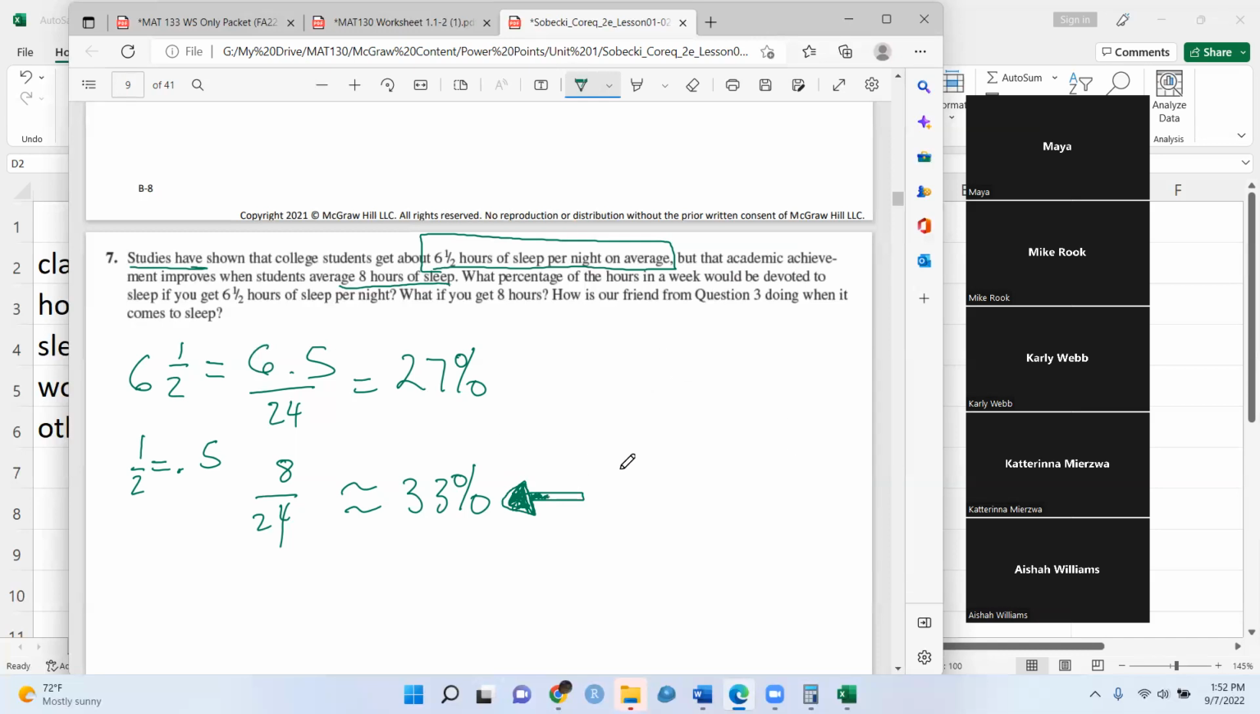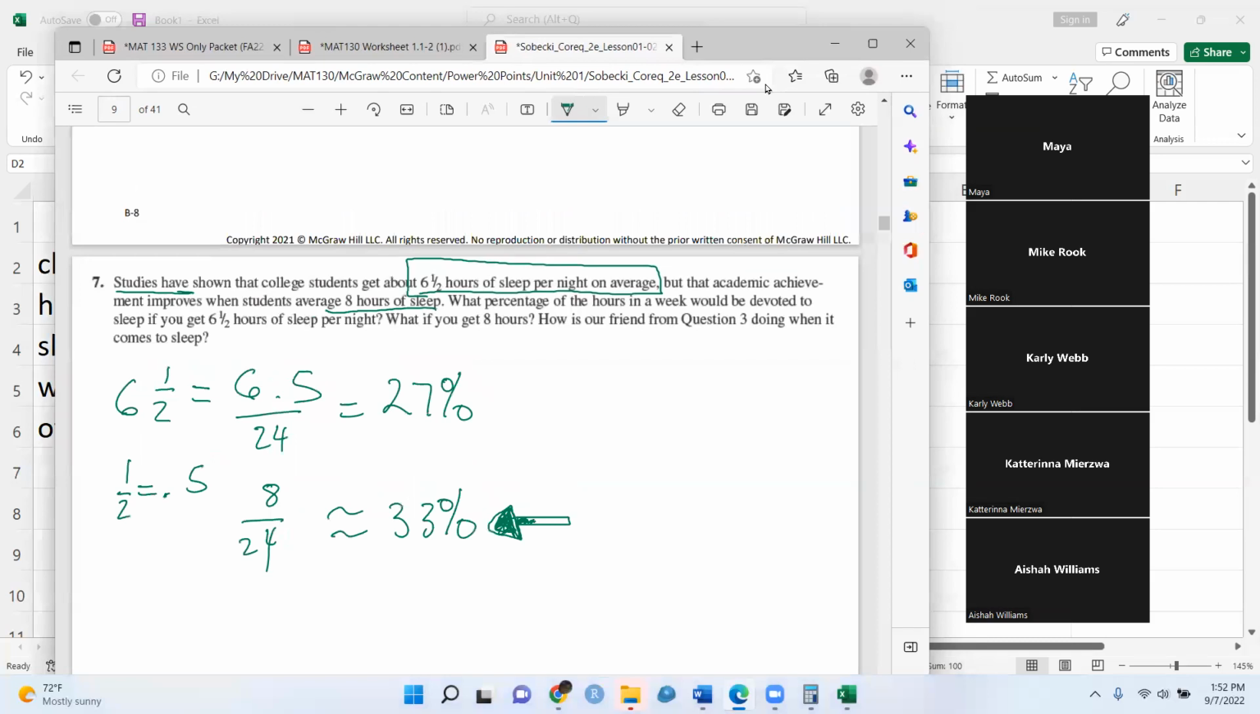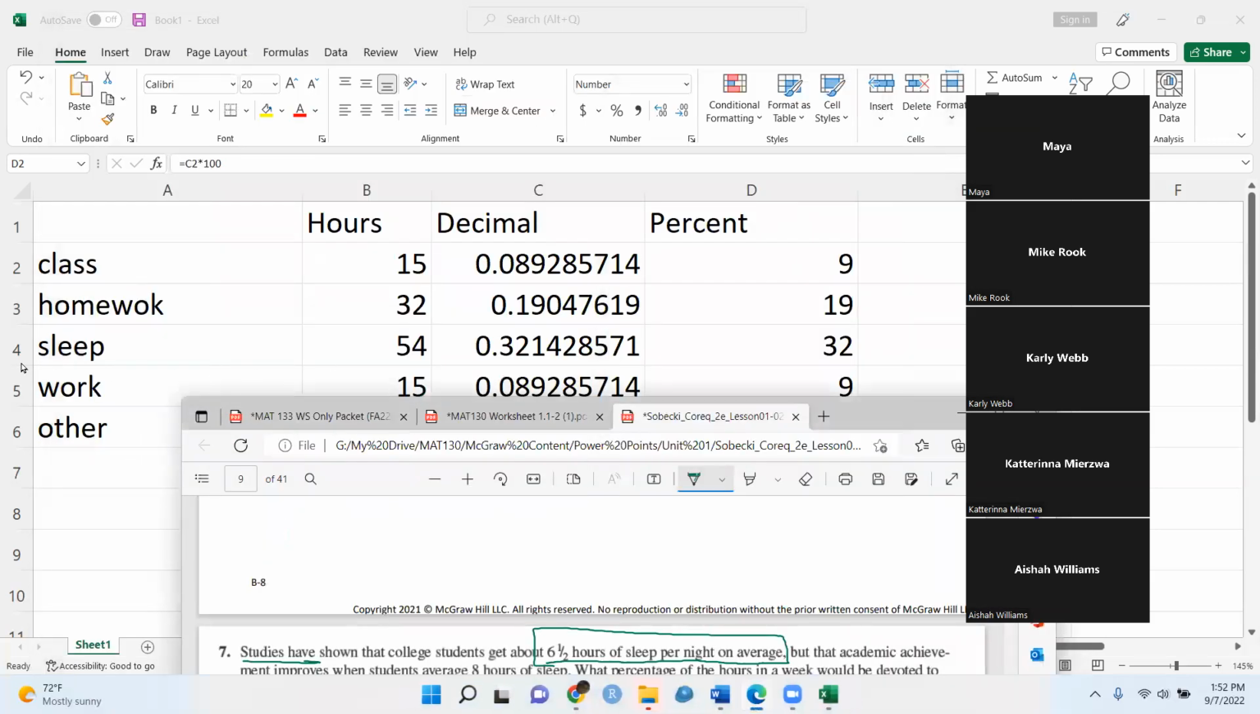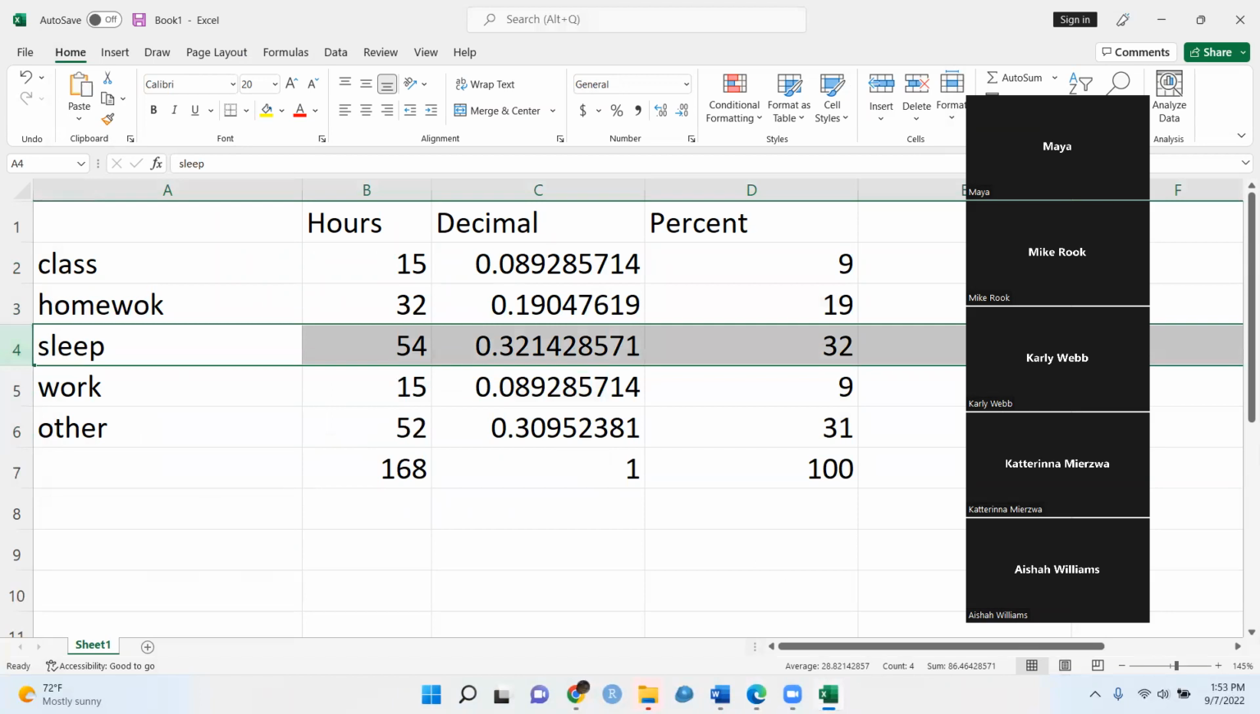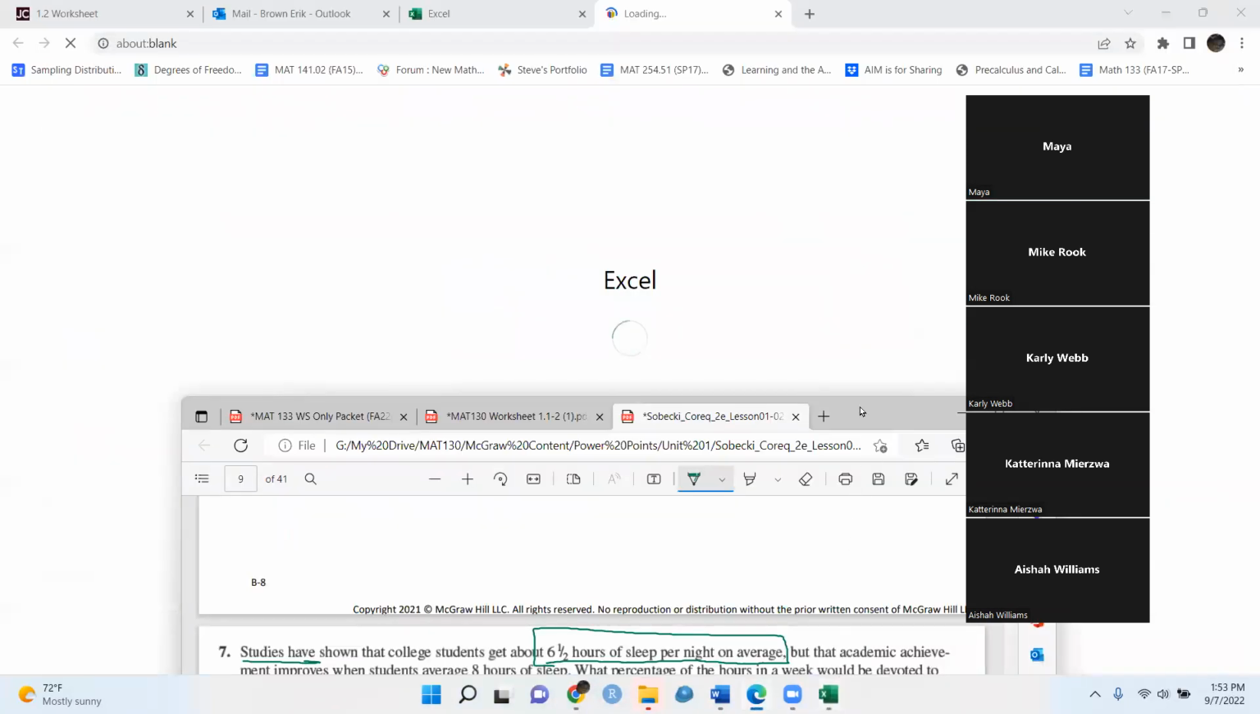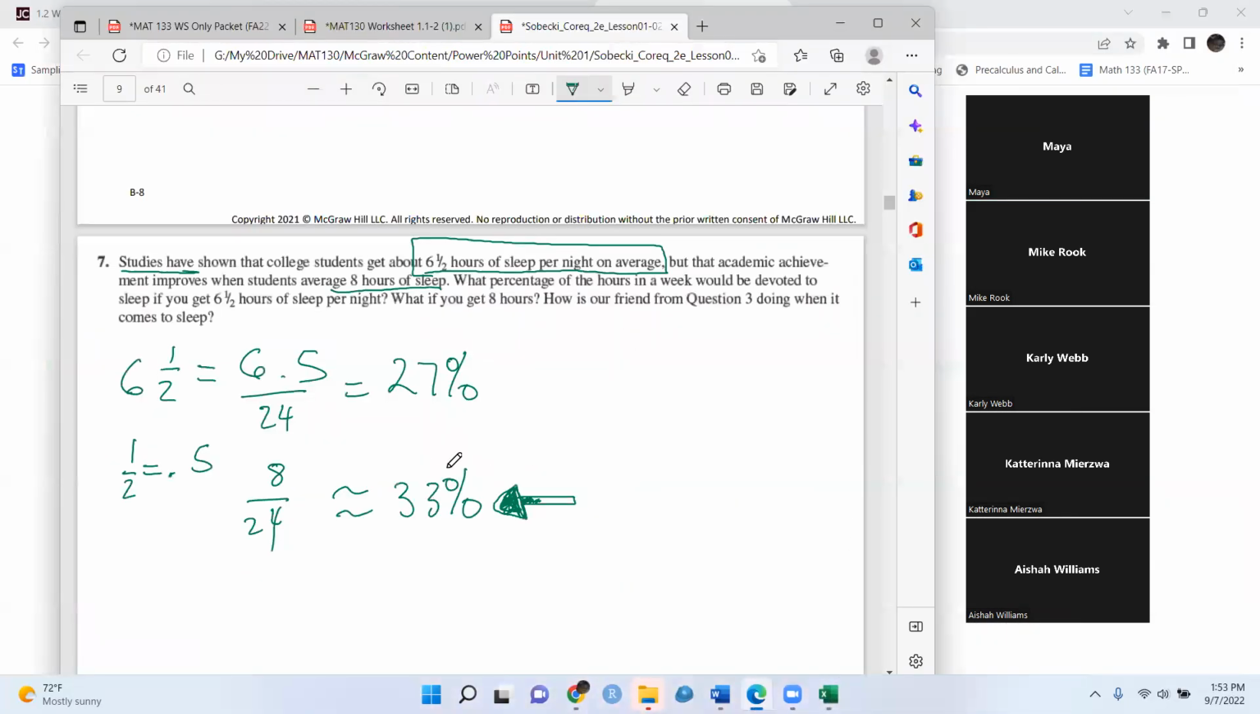So how's our student doing? Well, let's look back at the percent of their week that they spend sleeping. They're spending 32% of their week asleep. And based on this data, they should be spending 33%. So they're pretty close, right? They are close to the recommended.